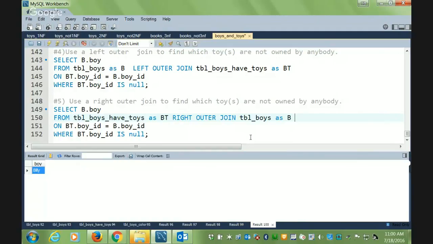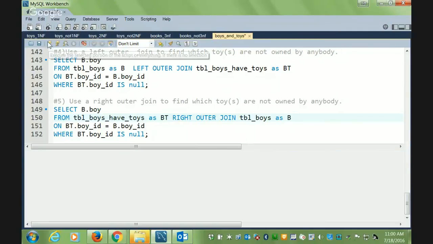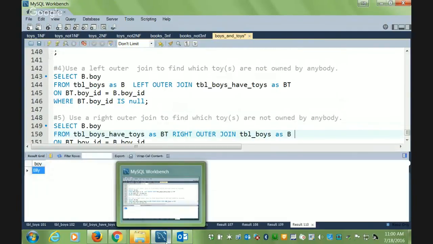So the left outer join says take this table and compare with this table. The right outer says take the right table and compare with the left table. It's the same thing, right? I've done the same thing. In one, I've used the word left outer join. In the other one, I've used the right outer join. So let's try that again. And your last 2 answers should be Billy and Billy.